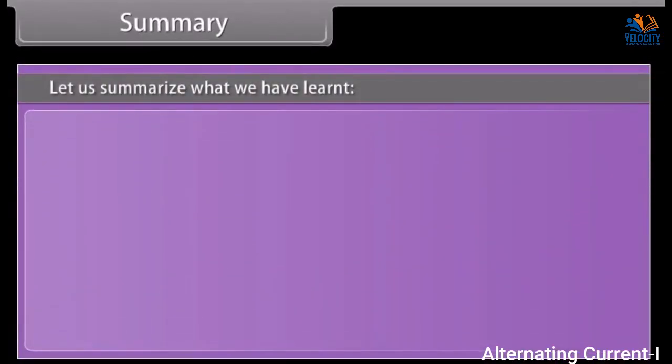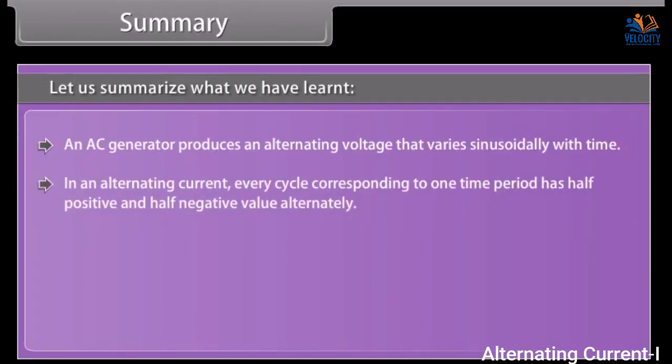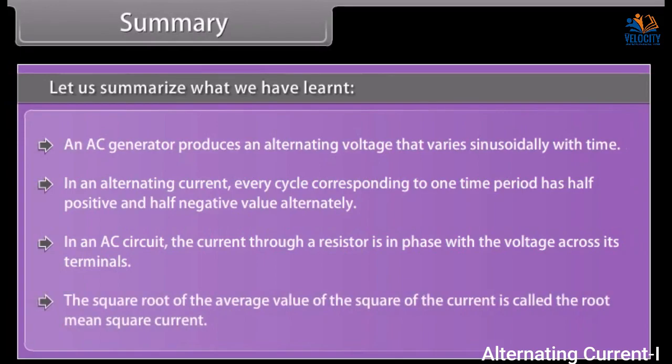Summary. Let us summarize what we have learned. An AC generator produces an alternating voltage that varies sinusoidally with time. In an alternating current, every cycle corresponding to one time period has half positive and half negative value alternately. In an AC circuit, the current through a resistor is in phase with the voltage across its terminals. The square root of the average value of the square of the current is called the root mean square current.